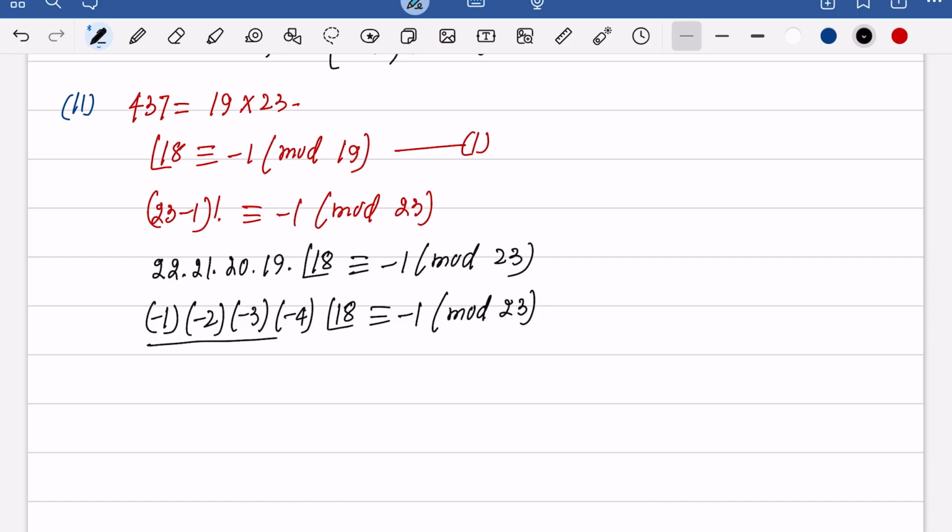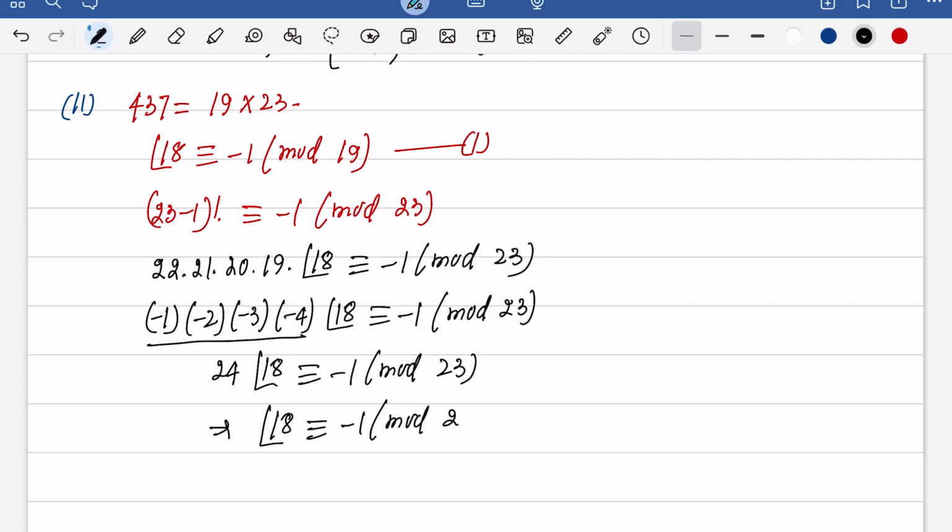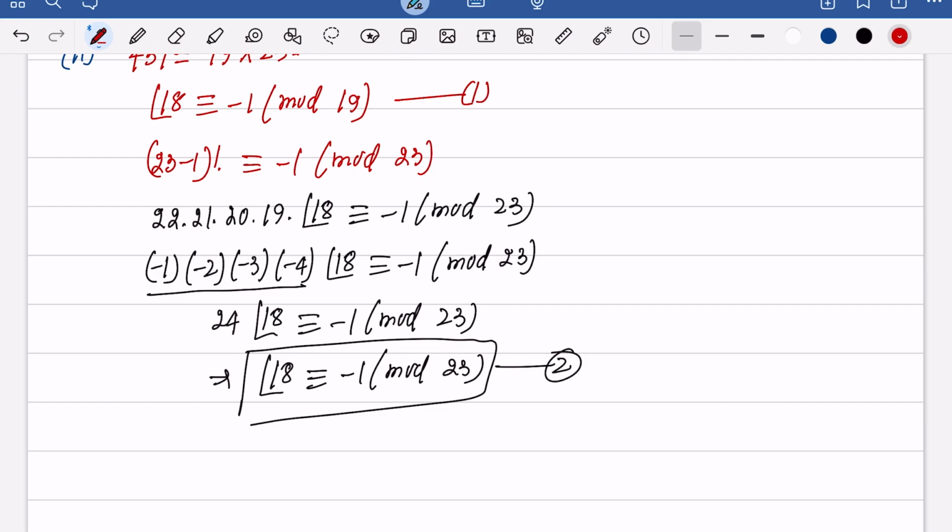Now multiplying these numbers, we get 24 into 18 factorial is congruent to minus 1 mod 23. But 24 is congruent to 1 mod 23. So this implies 18 factorial is congruent to minus 1 mod 23. Now let's call this equation number 2. So this is our equation number 2, and now 18 factorial is congruent to minus 1 mod 19 as well as 23.